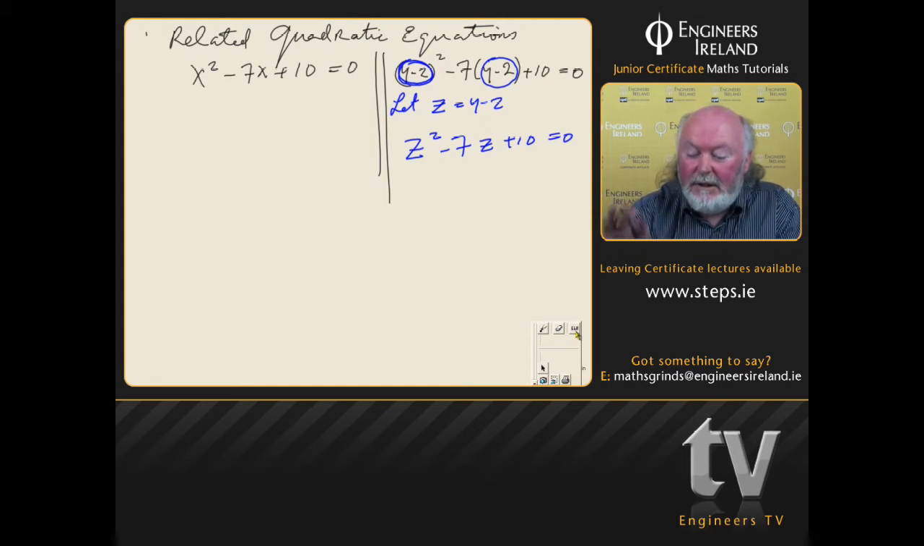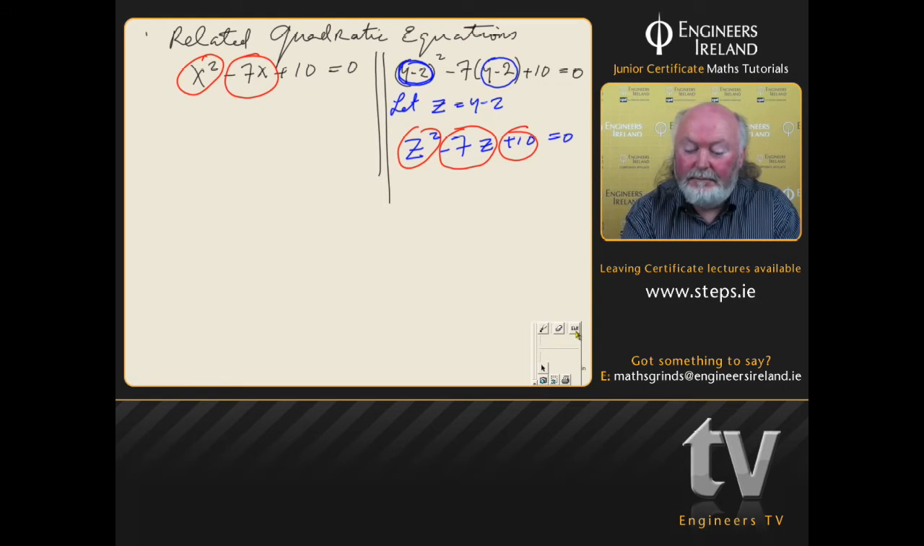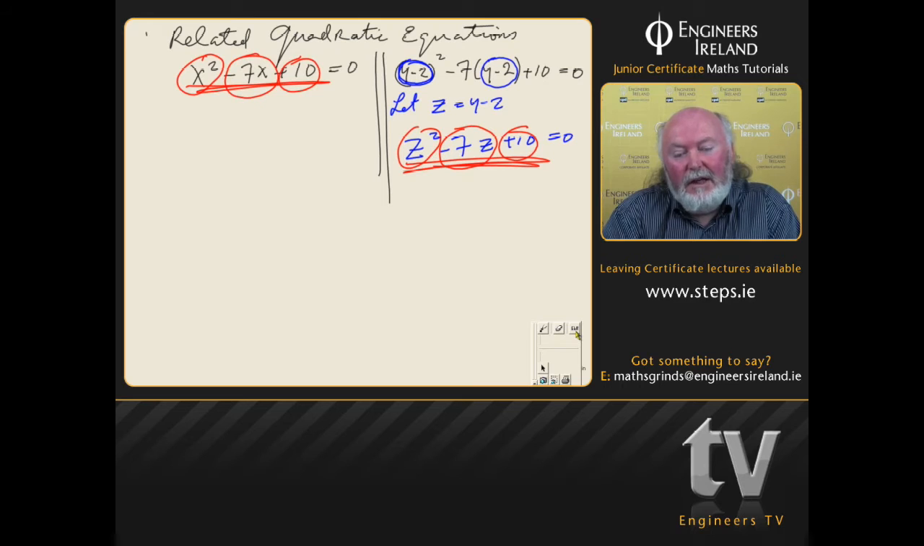Now you can see that I have Z squared, the same way as I have an X squared. I have minus 7 of these Z's. Oh, it's the same as this. And I have plus 10 equal to 0. That's basically that equation, just with a different name.